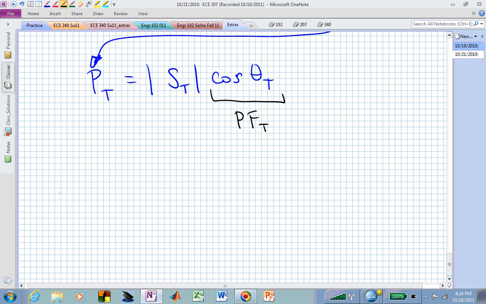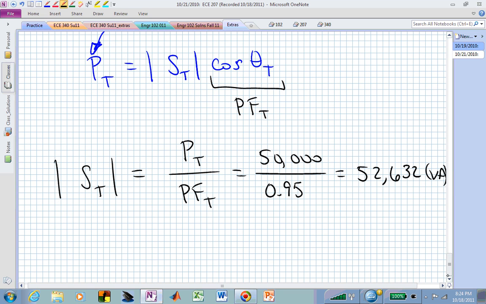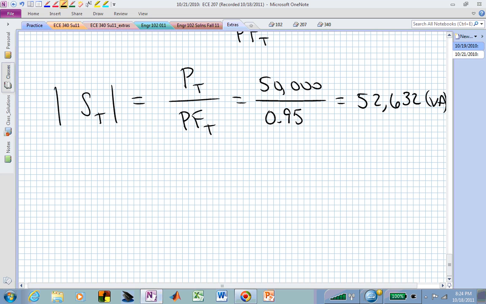Now we can actually solve for the apparent power of the total combination of load 1 and load 2. That's PT over PF total, or that's 50,000 divided by 0.95, or that's now 52,632 volt amperes. We can now use that to find or break this into its rectangular components.